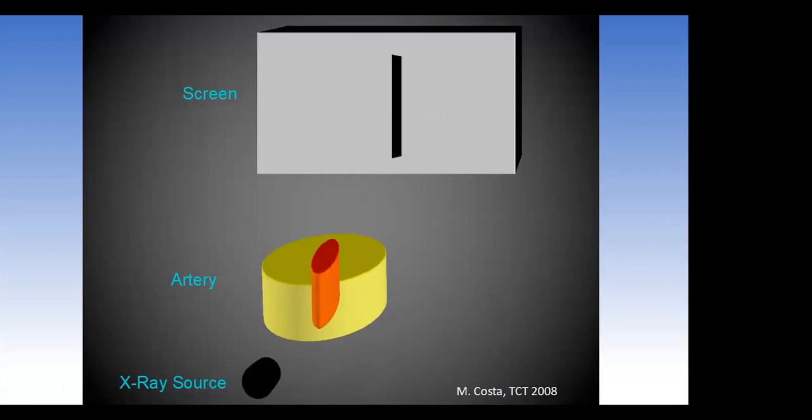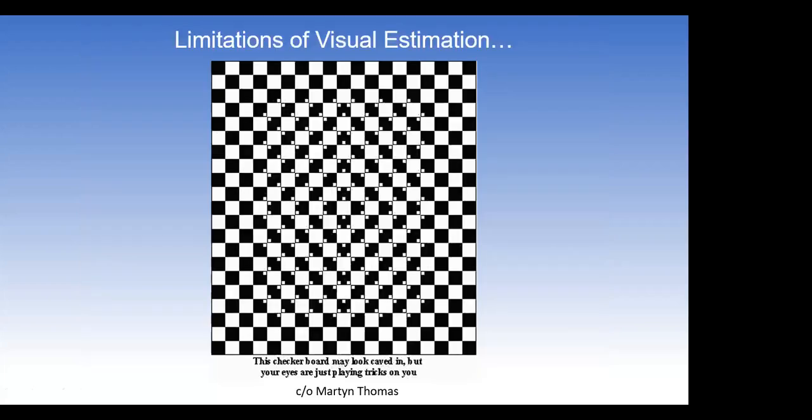Therefore, when we're doing the angiogram, the goal is to identify the view that makes the lesion look the worst, because most likely we have the most true representation of the lesion.